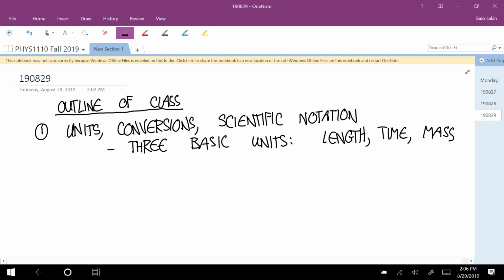Okay. So what does it mean that other ones can be made out of them? Like speed has units, say miles per hour. We're going to use meters per second more often. But that unit for speed is actually just a unit of length divided by a unit of time. And so we're going to deal with a lot of units that are just combinations.